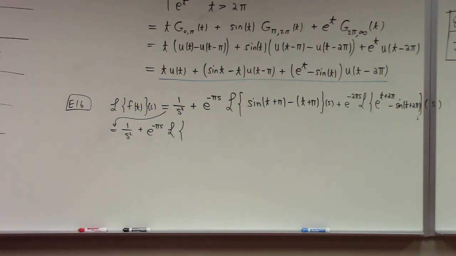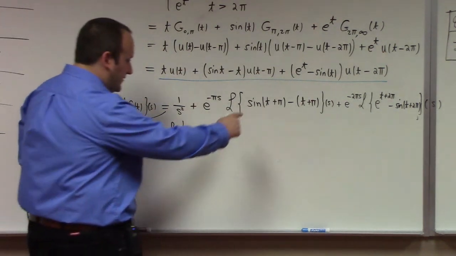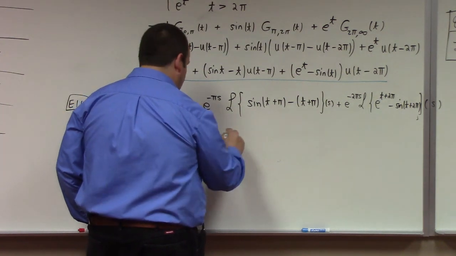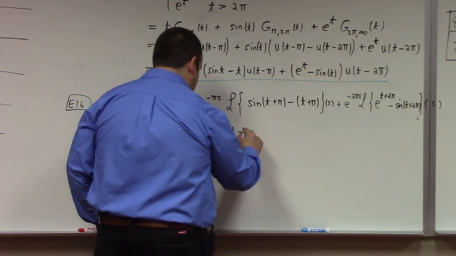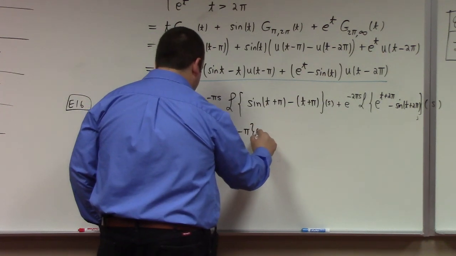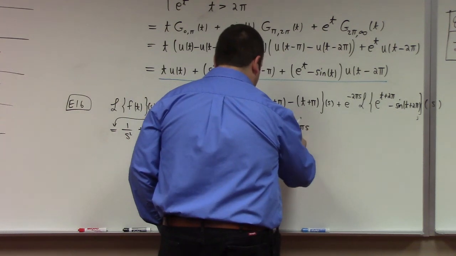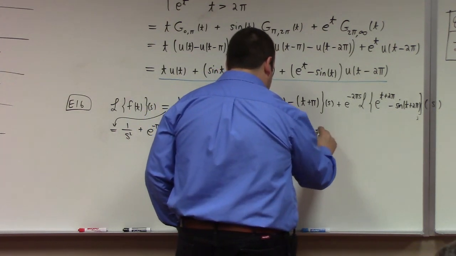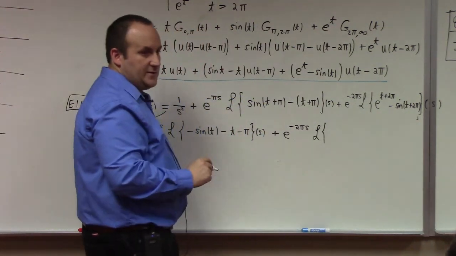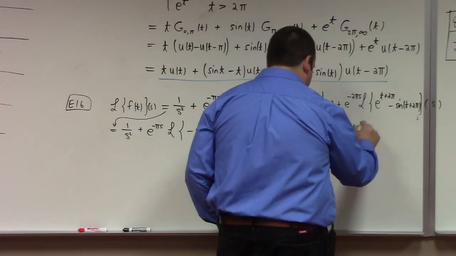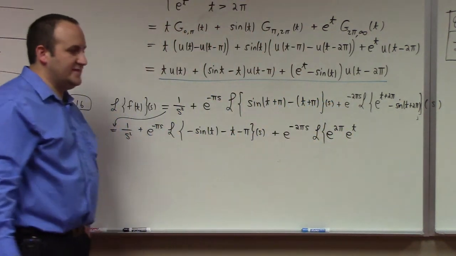You can think about shifting the graph left or right. Shifting the graph left pi units brings you to minus sine. Anyway, one way or the other, you need to know that that's minus sine of t. And then, of course, minus t, minus pi. Nothing more to do there. And then we have plus e to the minus 2 pi s. Let's see here, Laplace transform. And here we've got to do some algebra. See, that's e to the 2 pi times e to the t, right? Simple enough. What's the sine of t plus 2 pi?